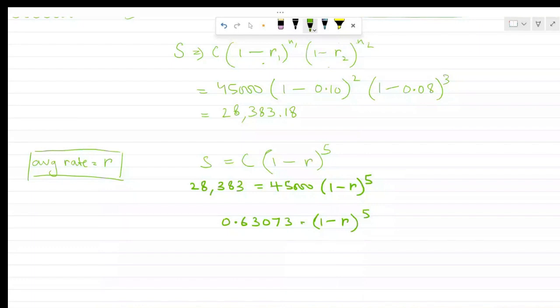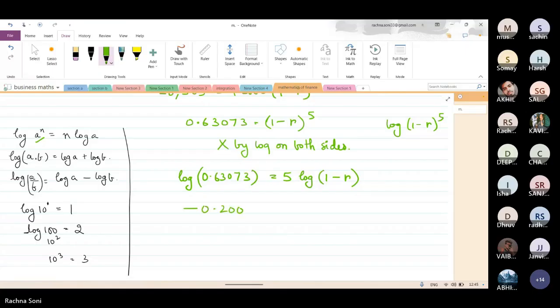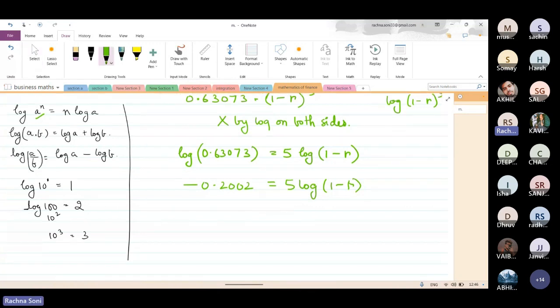Now, in order to further solve this question, we need to take log on both the sides. So we'll multiply by log on both sides. Look, if you can do it through a calculator, taking the 5th root, you can do it that way. Otherwise I suggest you go by log. Okay. Now this 5, I will take it down in division.